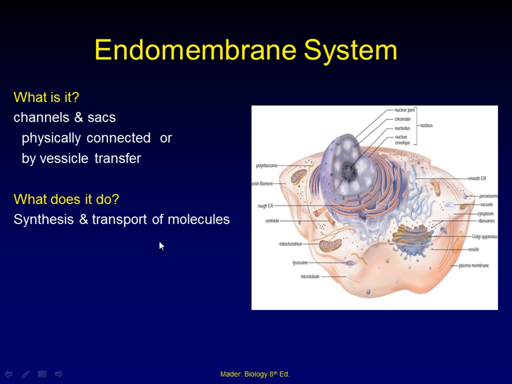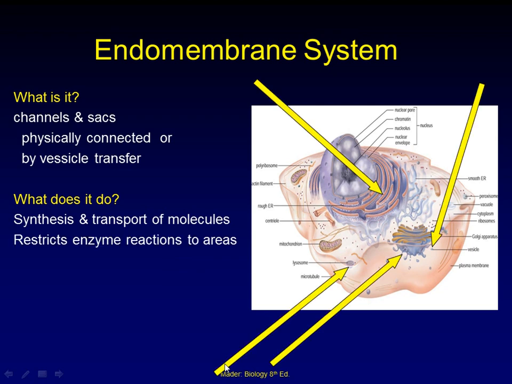Again, the cell's making proteins. Some of the proteins may need to stay on the endoplasmic reticulum. Some may need to go to the cytoplasm. Some of the proteins may need to go to the plasma membrane and stay there. Some of the proteins, like insulin, the cells that make insulin actually transport it out of the cell. So some of these molecules have to be moved around. The second thing the system does is it restricts enzyme activity to certain areas. There are some reactions that need to be compartmentalized. It restricts enzyme reactions to certain areas.